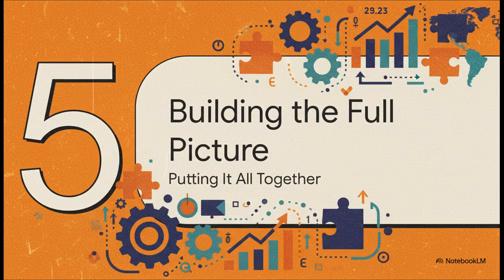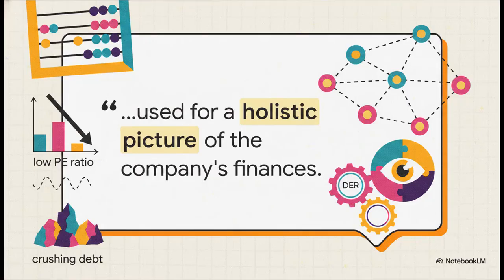Okay, wow, we have covered a lot of ground, and we have decoded a ton of terms. But here's the most important part. Understanding that none of these numbers work in isolation. It's time to build the full picture. And our source material says it perfectly right here. You have to use these numbers to get a holistic picture. Think about it. A low PE ratio might look amazing, but not if the company has crushing debt, right? Which you'd see from its DER. You have to connect the dots.